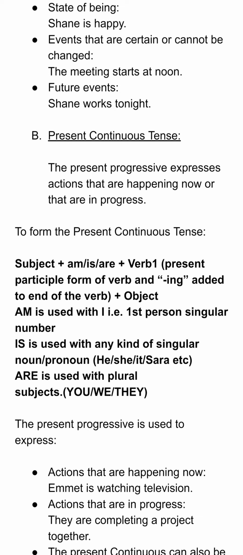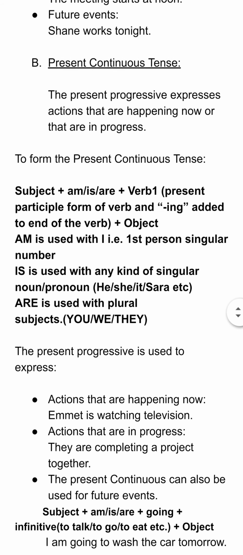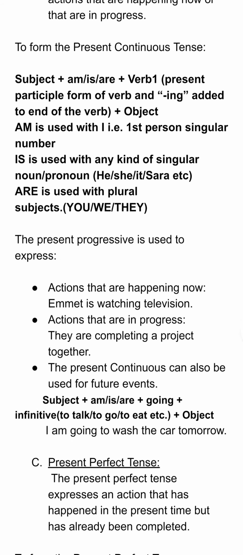plus object. Am is used with I, that is first person singular number. Is used with any kind of singular noun or pronoun such as he, she, it, Sarah, etc. Are is used with plural subjects. For example, we, they, you. In such cases, you means more than one person. Okay? The present continuous tense or the present progressive tense is used to express actions that are happening now.